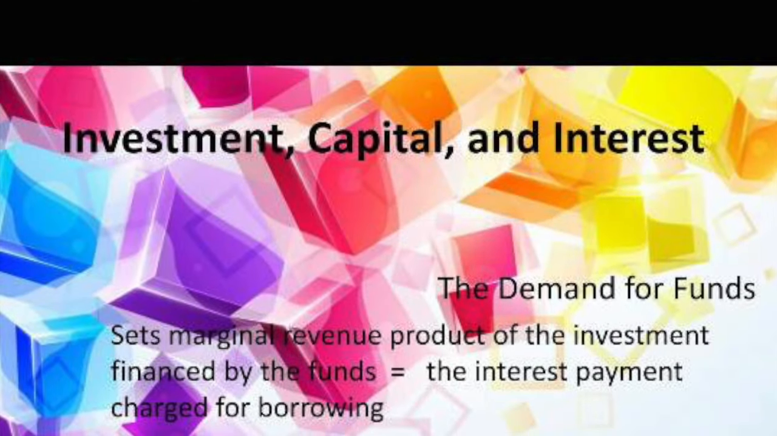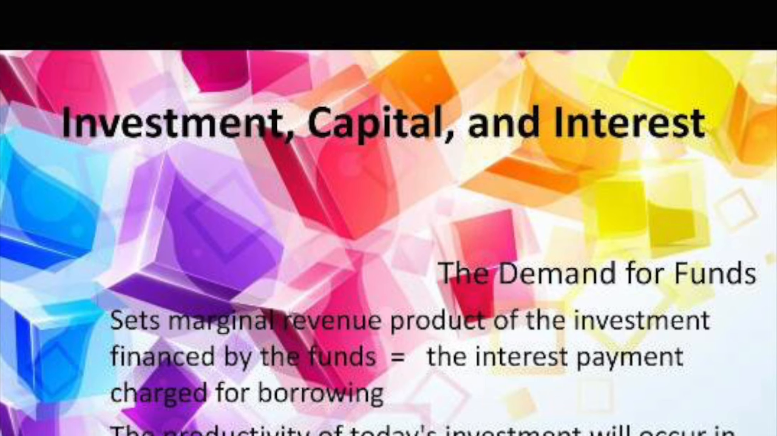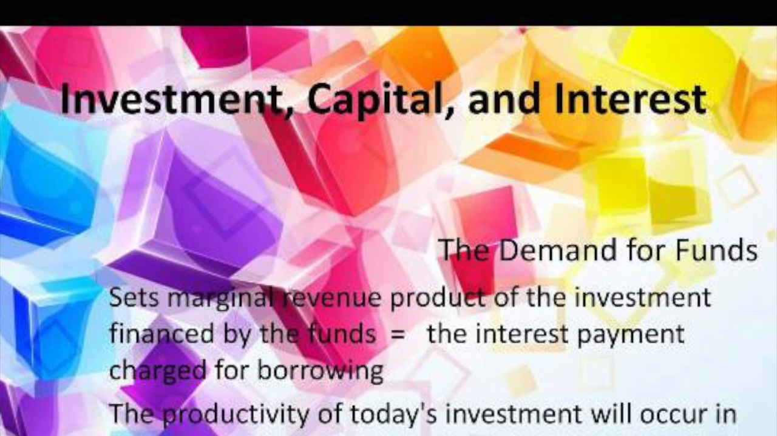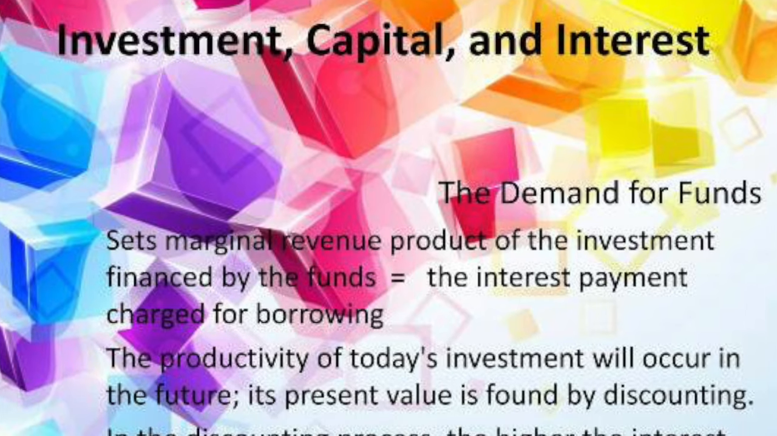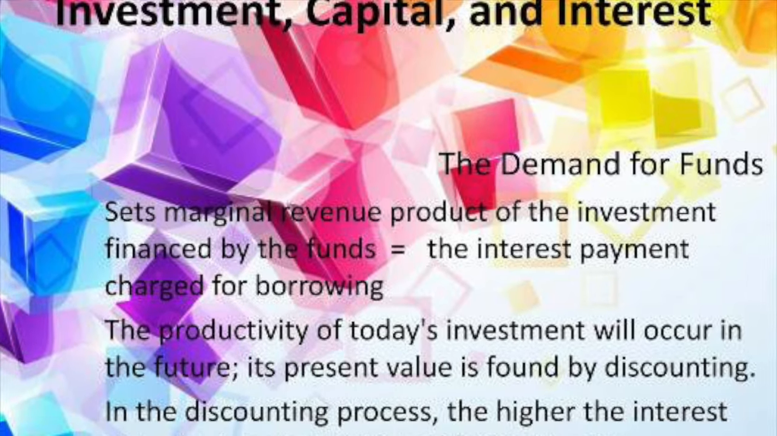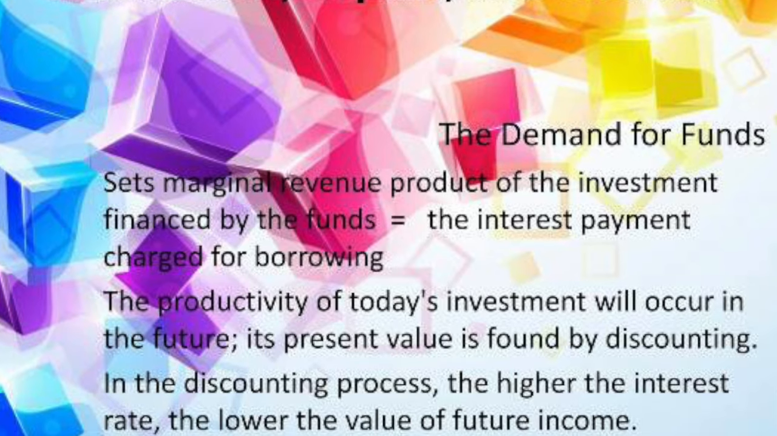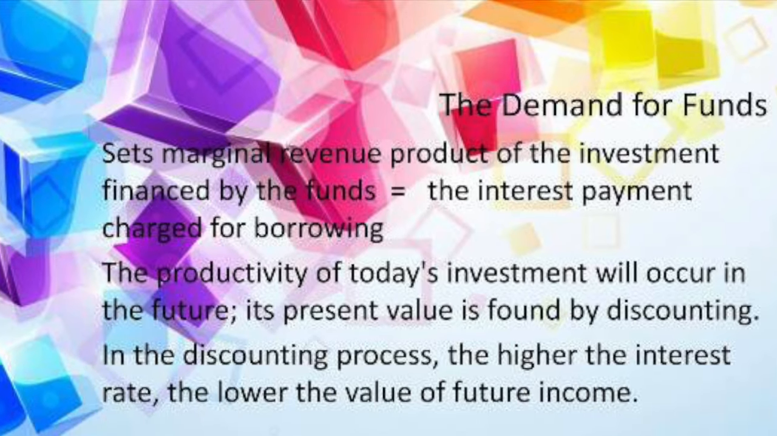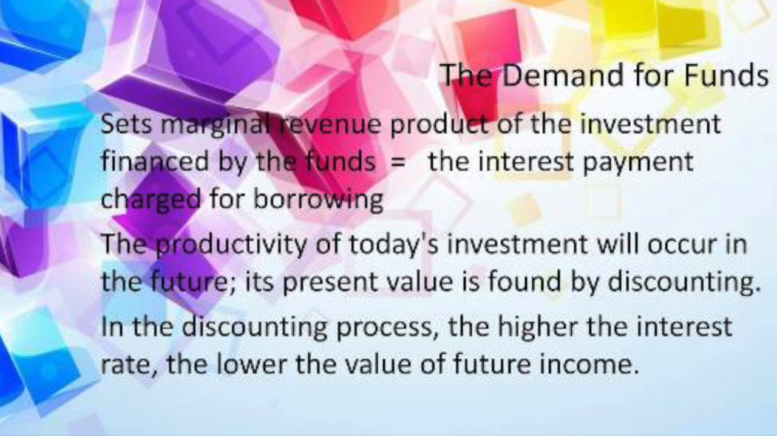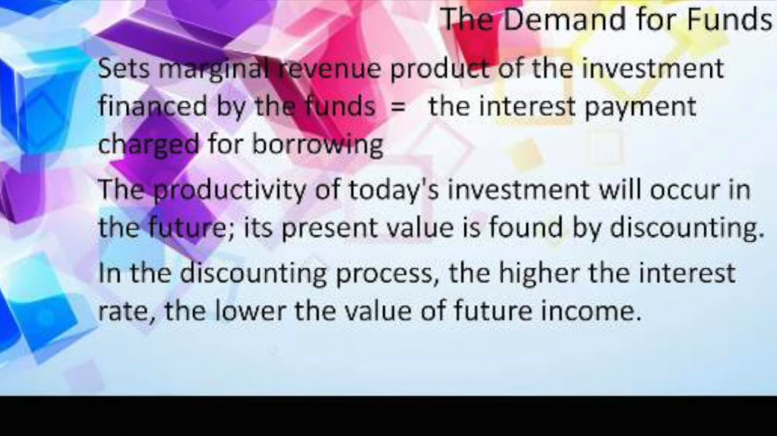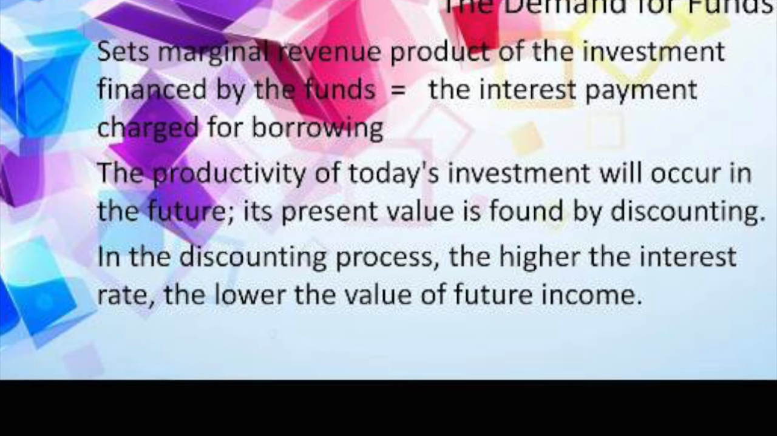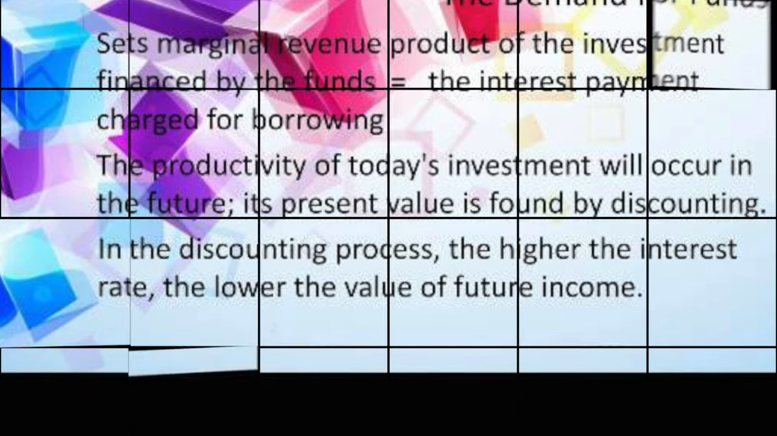The demand for funds. The marginal revenue product of the investment financed by the funds is the interest payment charged for borrowing. The productivity of today's investment will occur in the future. Its present value is found by discounting. In the discounting process, the higher the interest rate, the lower the value of future income.